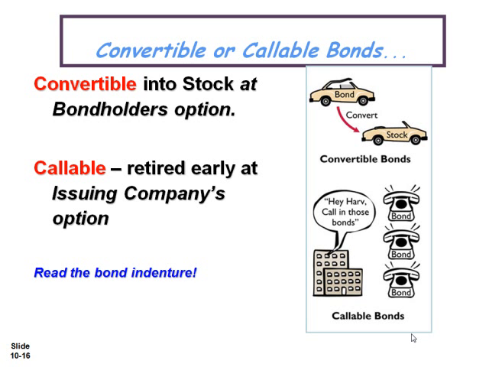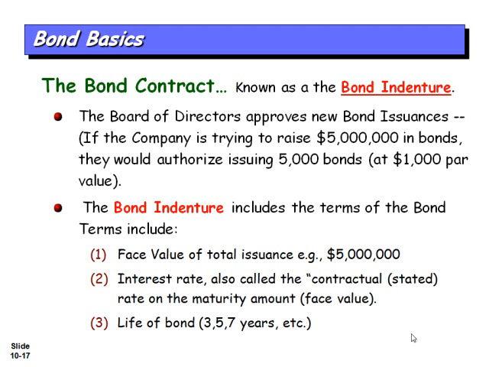So what's that funny name for the bond contract? It is called a bond indenture. A bond indenture. Probably a term you haven't used before. So it's the bond contract. We don't say the bond contract, we say the bond indenture.